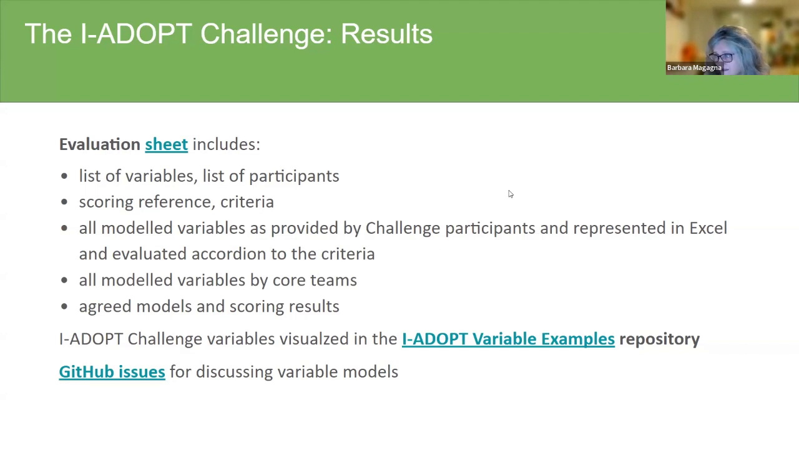You see also the modeled variables by the core teams and the agreed models, because we had to agree on the models to be able to score them. And we have published all these, or at least the agreed models and many of the variables as provided by the participants in the IADOP variable examples repositories, and we will continue publishing them. And we have GitHub issues for discussing variable models. So you can continue to discuss on them.